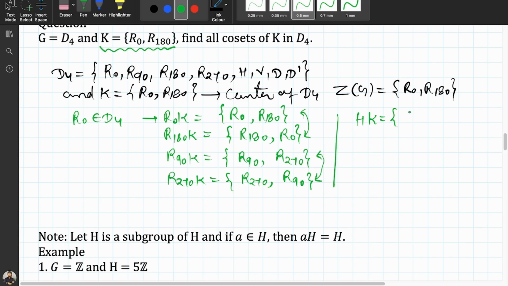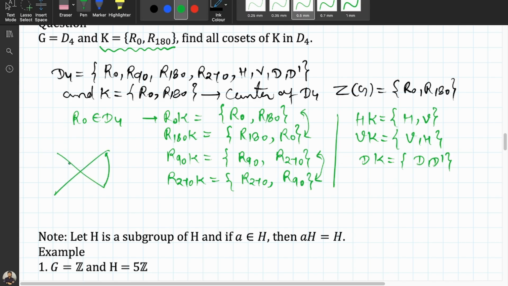Now I'll take H times K, that is simply H, the horizontal flip. H times R0 is H. H times R180 is the vertical flip. It will flip. So this is the basic concept. If I write vertical times K, it is going to be vertical and horizontal. If I write diagonal with K, it is diagonal and anti-diagonal, because diagonal with a 180 rotation means anti-diagonal.